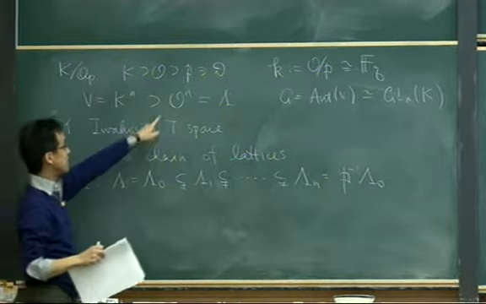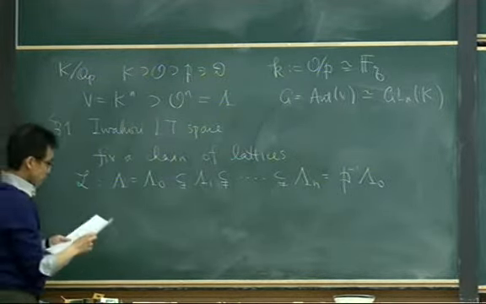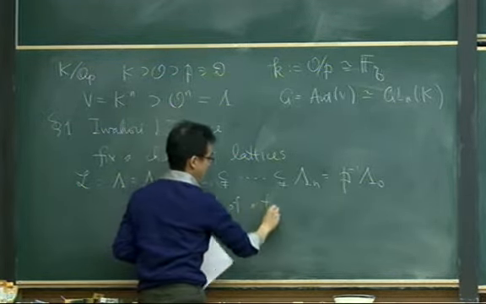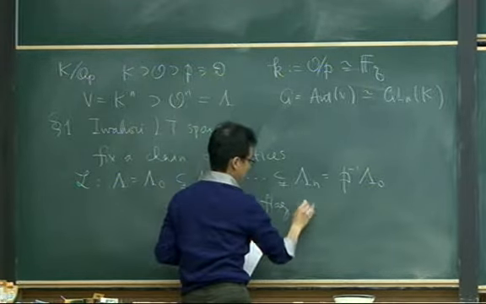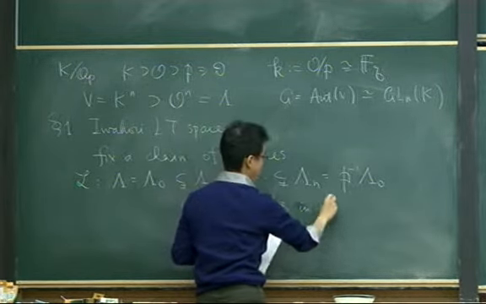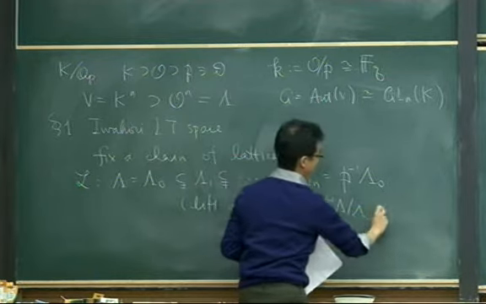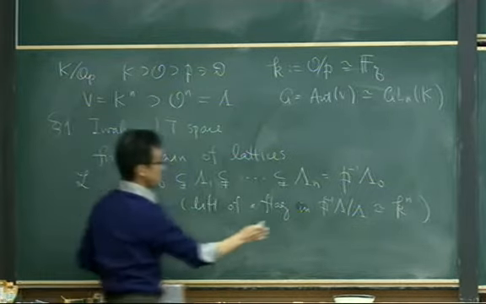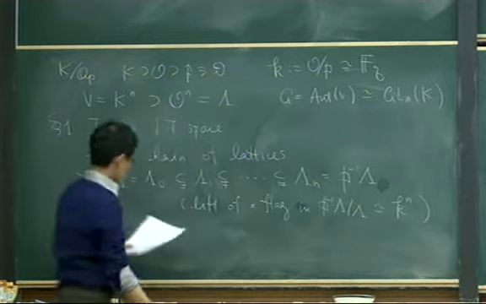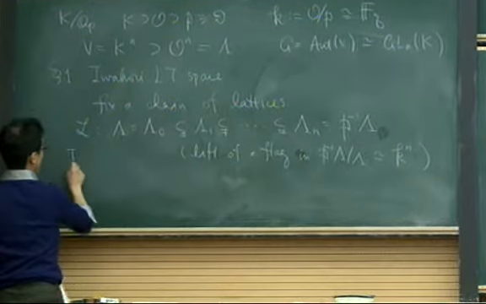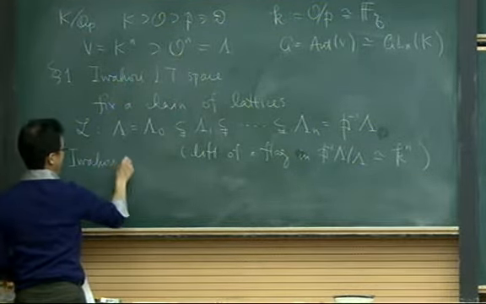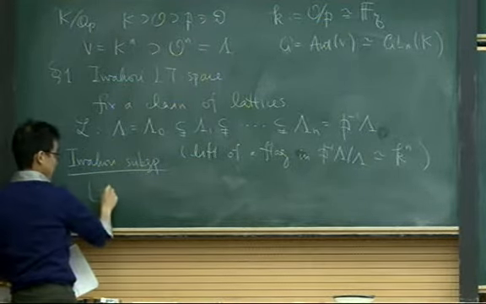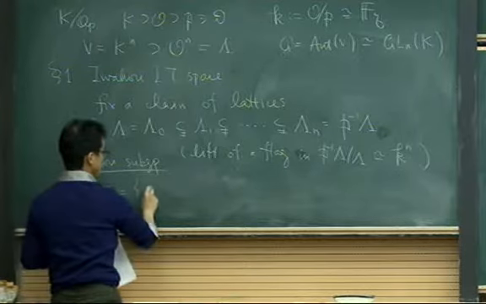Lambda is my lattice in K^n, and this is a chain of lattices, so this is just a lift of a complete flag in K^n. So this is just P inverse lambda. The Iwahori subgroup is defined as the stabilizer of this chain of lattices.